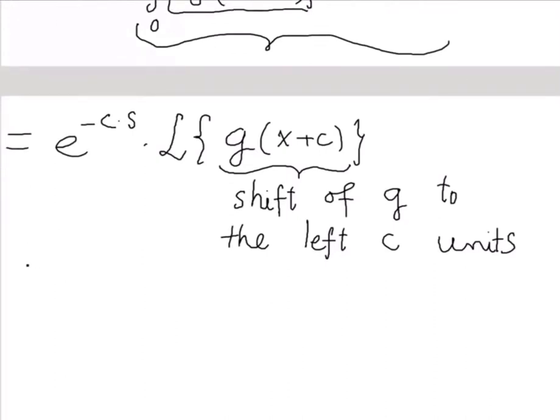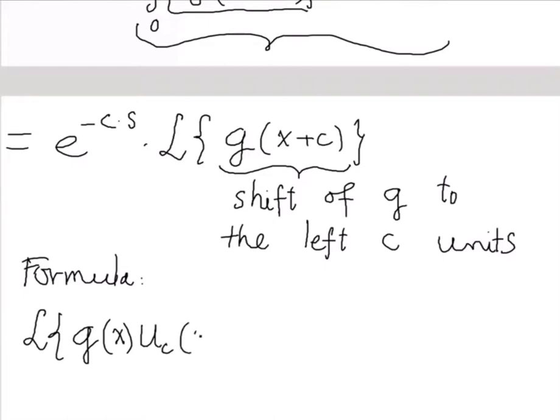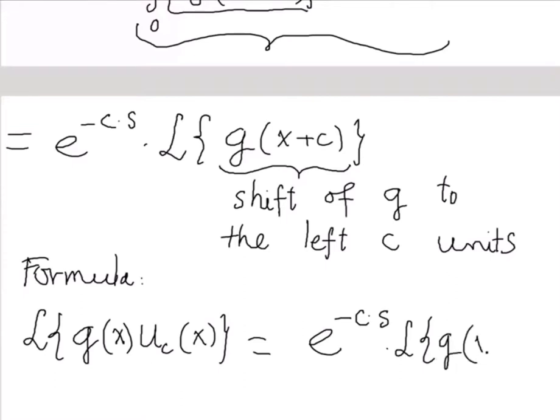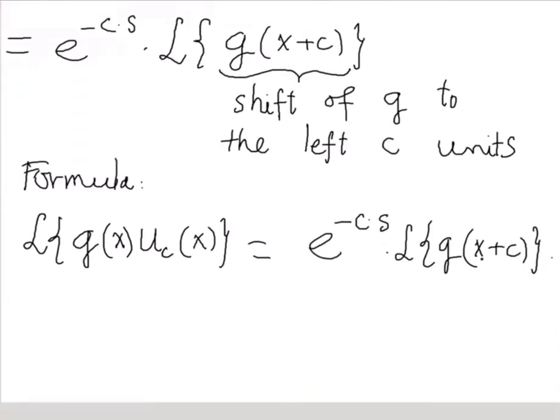So let me summarize the formula that we will need to use later on. The Laplace transform of the cutoff function g of x times u_c of x is e to the minus c times s times the Laplace transform of the shift of g, g of x plus c. But keeping in mind that we don't use the original function here, we have to shift it c units to the left.